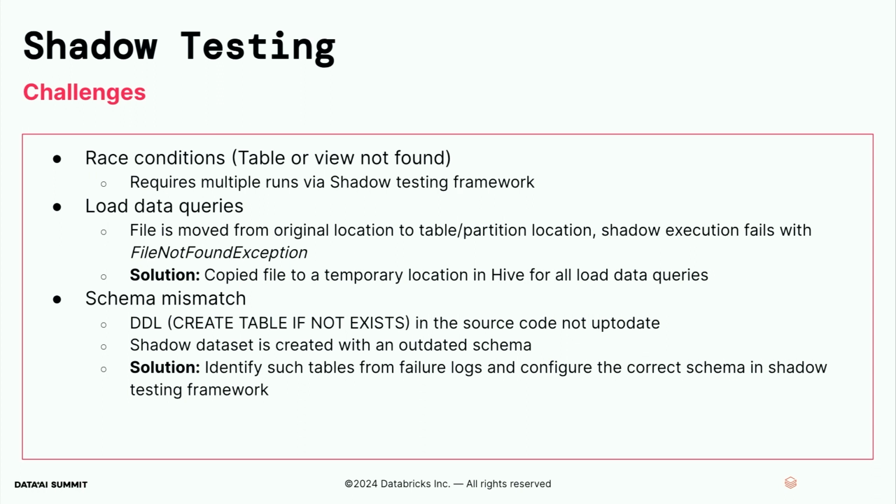Lastly, we faced issues with schema mismatches. So this happens when the DDLs in the source code are not updated. So we end up creating shadow tables with an outdated schema, right? And any subsequent reads or inserts to that table fail because of that. So we identified these kind of scenarios from the failure logs and configured the schema statically into the shadow testing framework. And next time the payload was run, it used the correct DDL. So we appended the correct DDL to the payload.